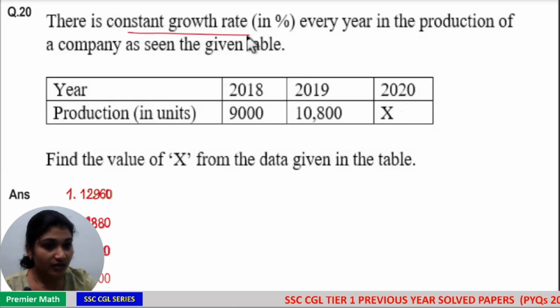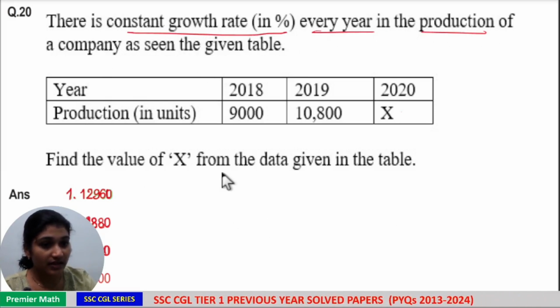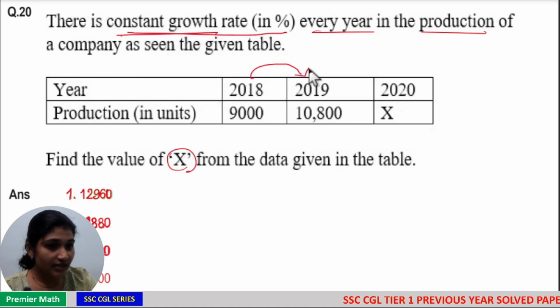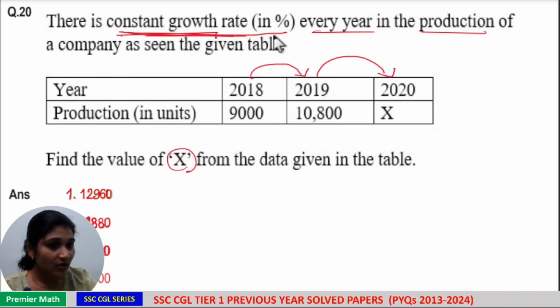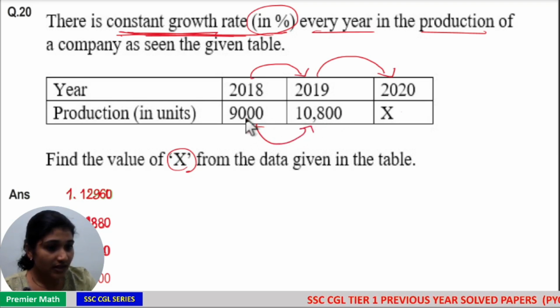There is a constant growth rate in every year in the production of a company as seen in the given table. Find the value of x from the data given in the table. Here, the question says from 2018 to 19 and from 2019 to 20, the growth rate is constant. So if you take the difference between 2018 and 2019, the difference is 10,800 minus 9,000, which is equal to 1,800.